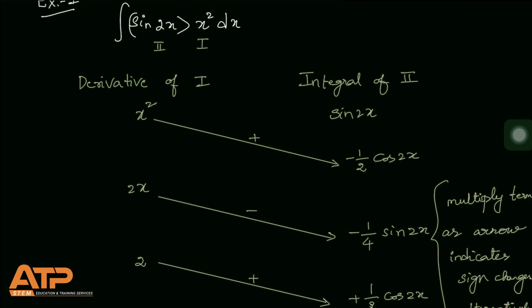And what is the integration of minus 1 by 2 into cos 2x? That will become minus 1 by 4 into sine 2x. Again, what is the integration of minus 1 by 4 into sine 2x? That will become plus 1 by 8 into cos 2x.